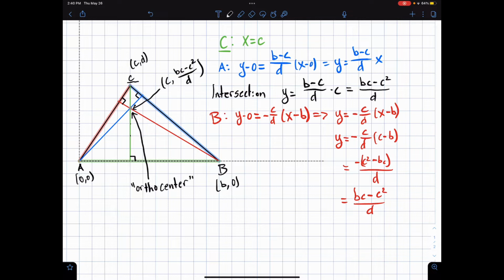And it's sometimes also known as the center of gravity or center of mass, because if you were to cut this triangle out on a piece of paper and balance it on a pencil tip exactly at that point, it would balance perfectly.